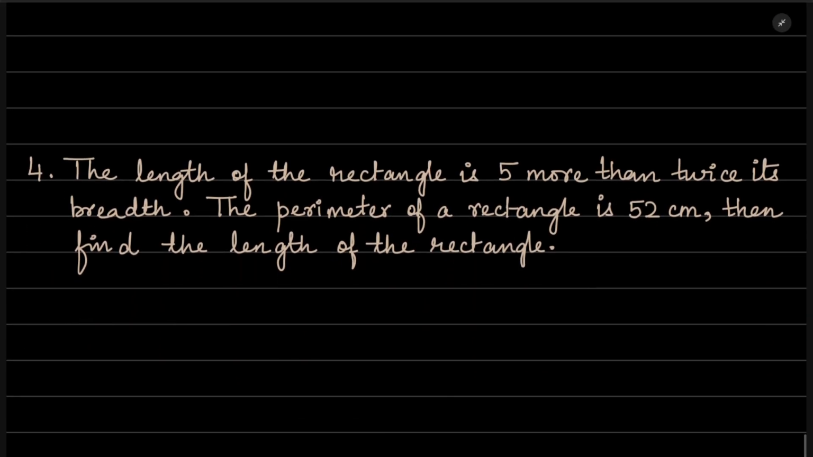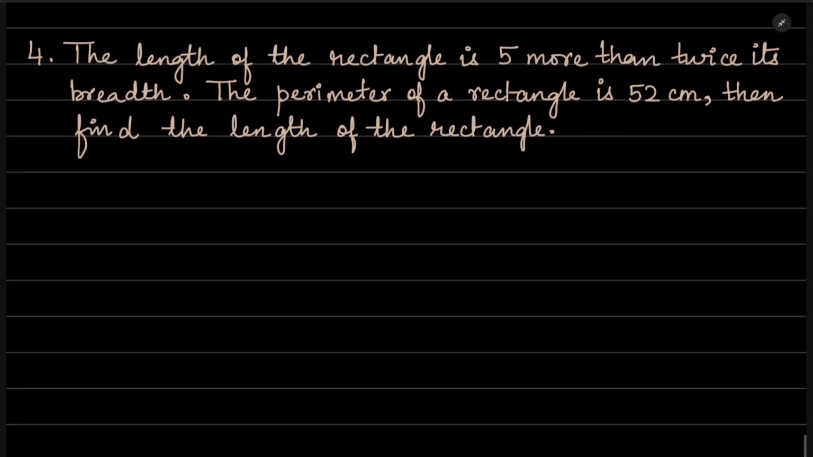Now let's move on to the next question. The length of the rectangle is 5 more than twice its breadth. You're talking about a rectangle. The perimeter of the rectangle is 52 centimeter. Then find the length of the rectangle.